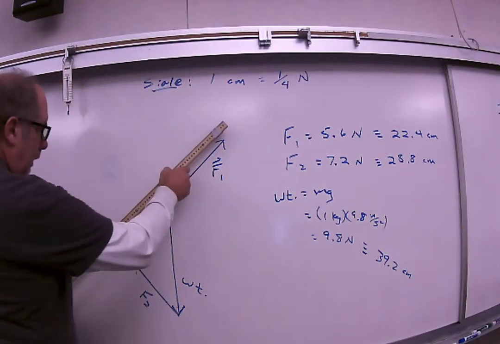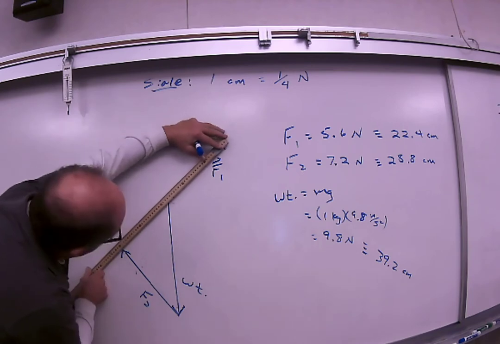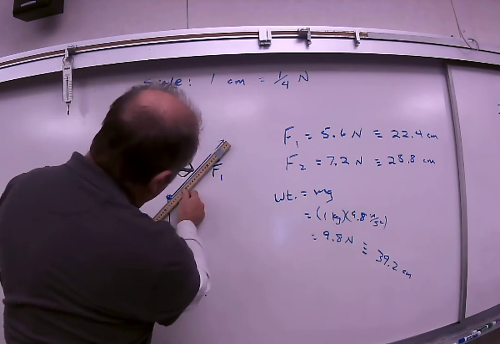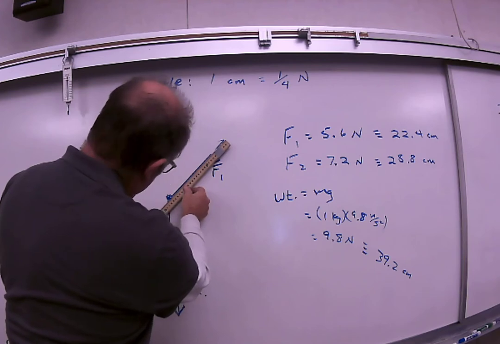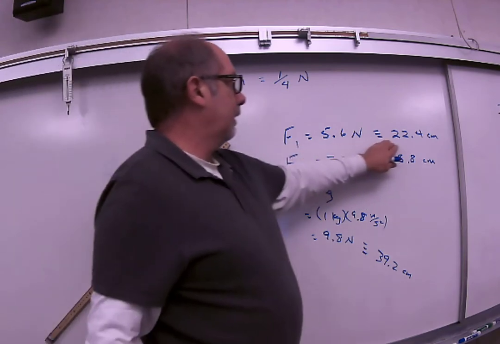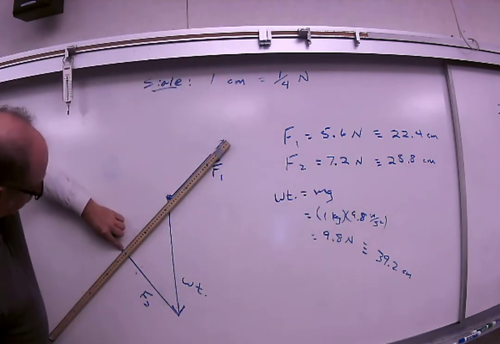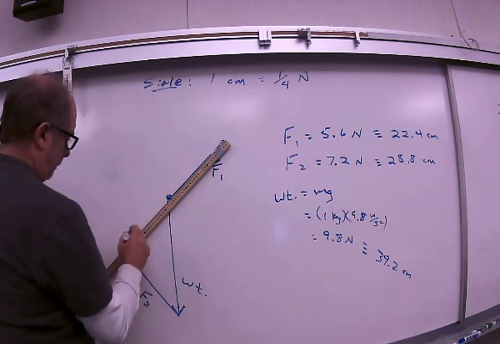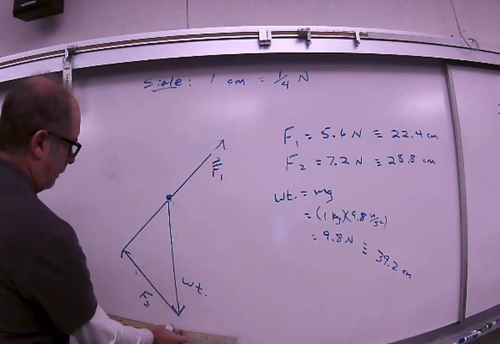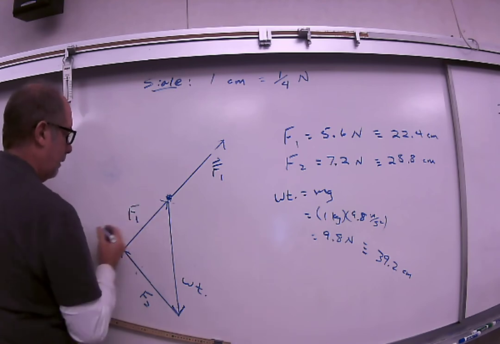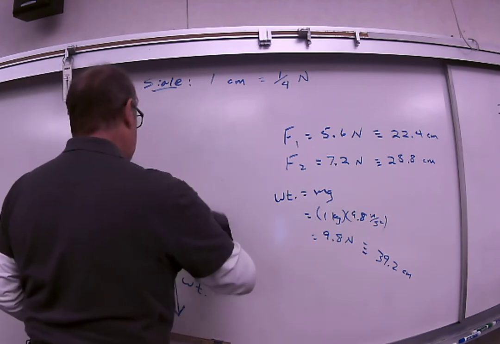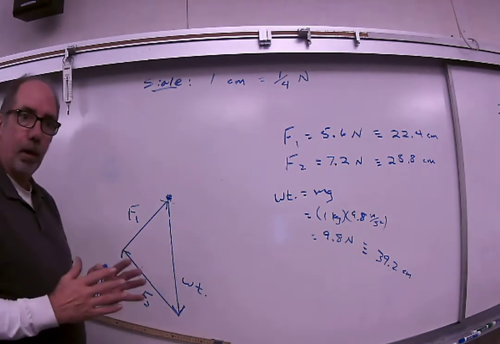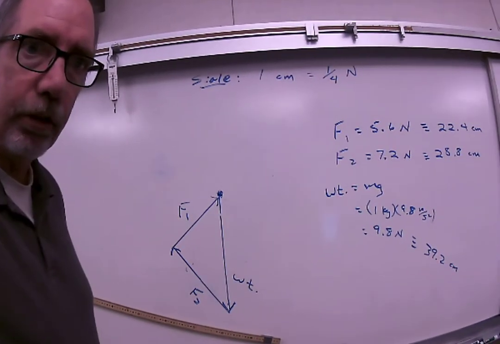So I'm going to draw a line parallel to F1. That's pretty darn parallel right there. Drawing from the tip of F2, this line, F1, is going to be 22.4 centimeters long, starting at the 50. 10, 22.4, and I end up right there. Okay, notice it's right back at the starting point, or very nearly so. If everything had worked out perfectly, it would be exactly at the starting point.